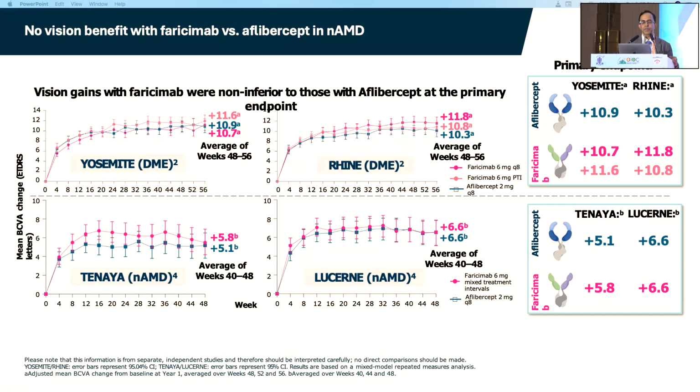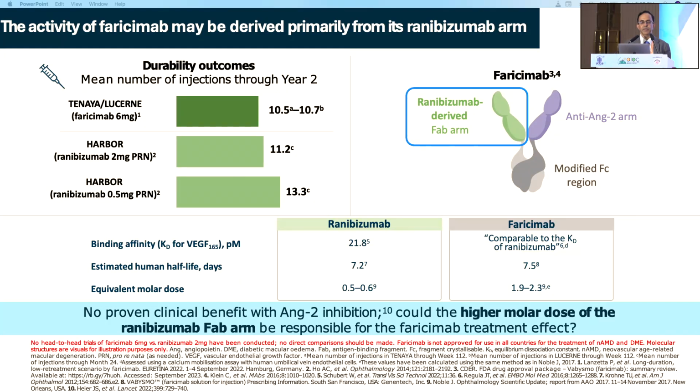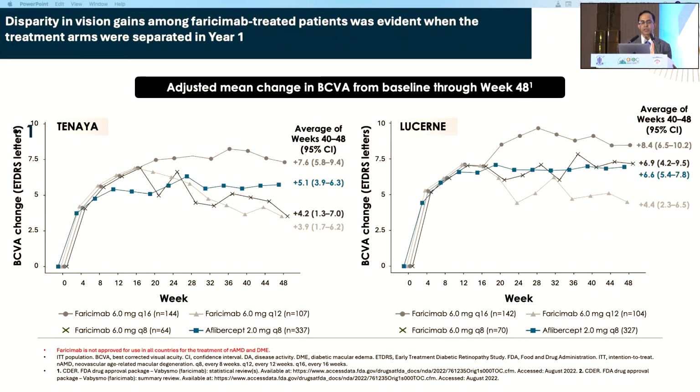No vision benefit was again seen with faricimab versus aflibercept in neovascular AMD in various studies like Yosemite, Rhine, Tenaya, and Lucerne. The activity of faricimab may be derived primarily from its ranibizumab Fab arm. So there was no proven clinical benefit with Ang2 inhibition. It could be that the higher molar dose of the ranibizumab Fab arm may be responsible for the faricimab treatment effect.